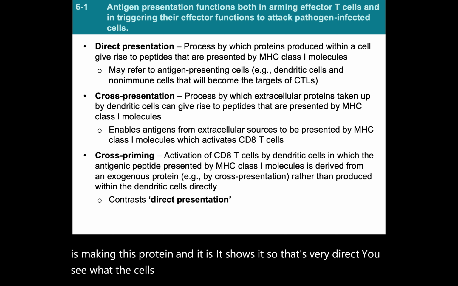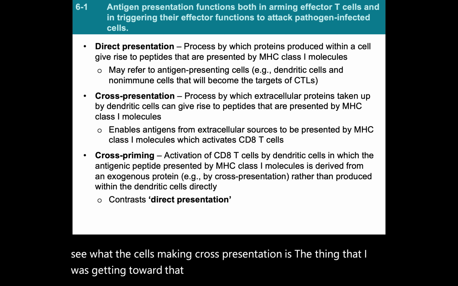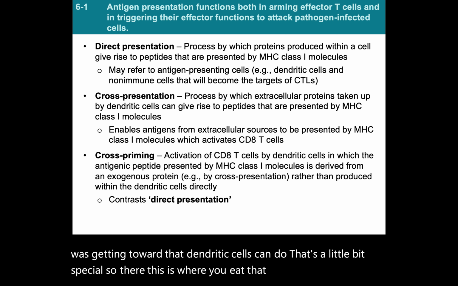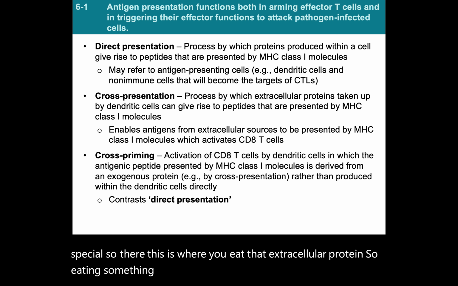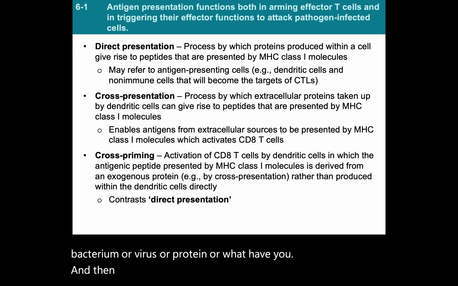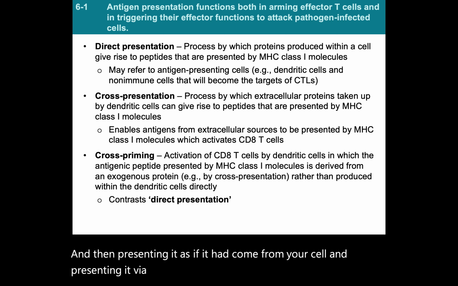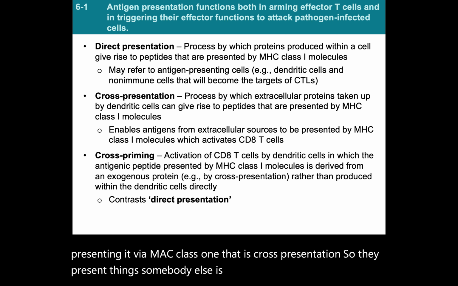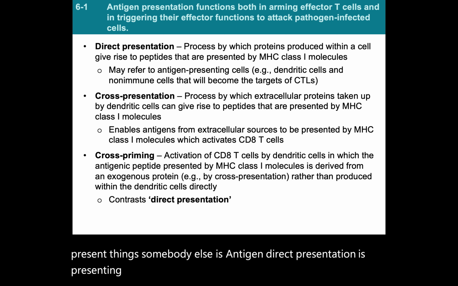Cross presentation is the thing that I was getting toward that dendritic cells can do. That's a little bit special. This is where you eat that extracellular protein, like an extracellular bacterium or virus or protein or what have you, and then present it as if it had come from your cell, presenting it via MHC class 1. That is cross presentation. So they're presenting somebody else's antigen. And direct presentation is presenting your own antigen that you made yourself.